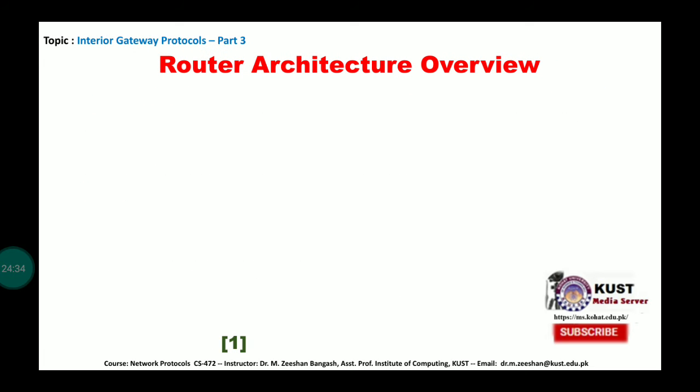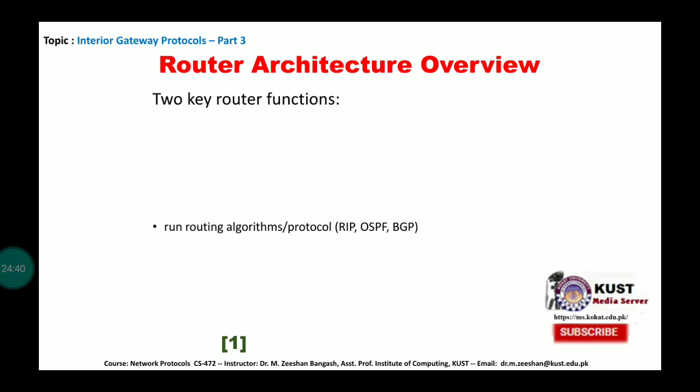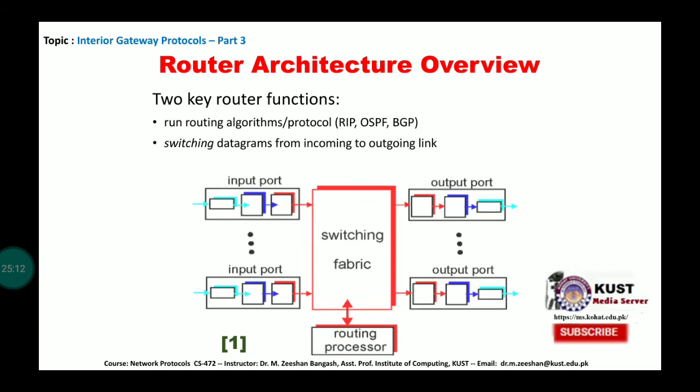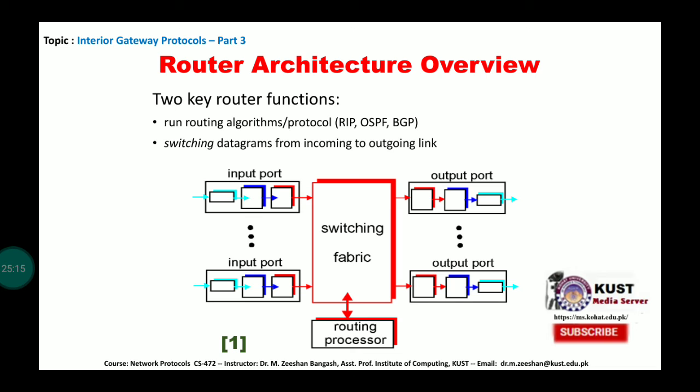So let's talk about some basic architecture of a router. The router has basically two key features: it runs an algorithm, that is the routing algorithm, and different protocols we already discussed in session 1, part 1, part 2, and in the current session, that is RIP, OSPF, and BGP, which work on different techniques for calculating the route. So the first function is the routing algorithm that is to be run, and the second is the switching of datagrams from incoming to outgoing links.